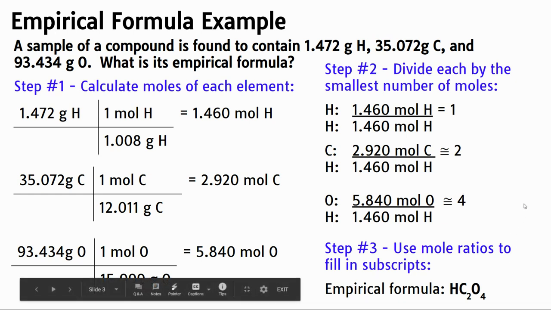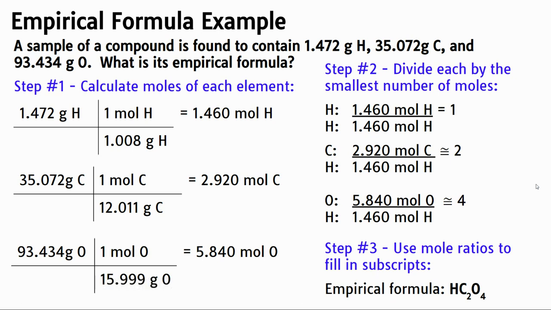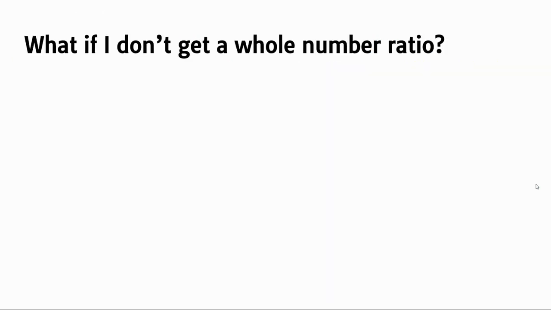Now remember, this is the simplest ratio. It's not the actual ratio necessarily, but it's the simplest ratio that these elements combine in. And that's how you do an empirical formula. It's pretty simple. But what if you don't get a whole number ratio?